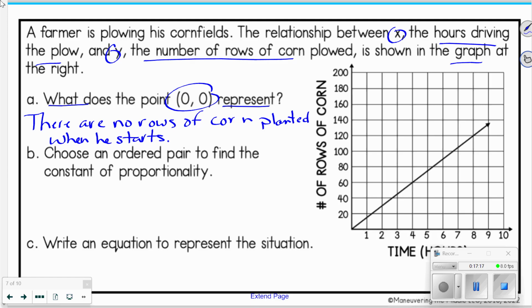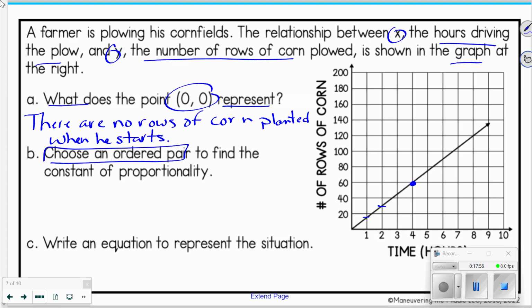If you choose an ordered pair, you find the constant of proportionality. So which one should you choose? I would choose 4, 60. Why? Because it's evenly on the corner, at an exact interval, so I can be more confident about the actual value. If I chose this one or this one, I'm more guessing what it is because it's kind of in between. But when I pick one that's right at that intersection, I have a high degree of confidence as to exactly what the numbers are.